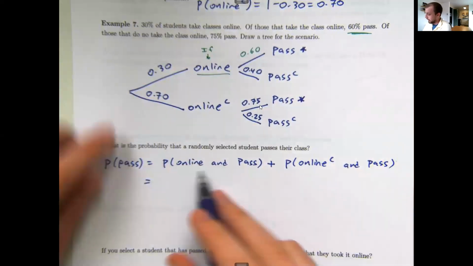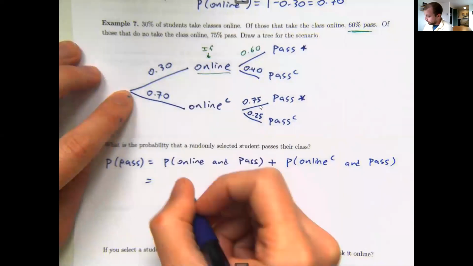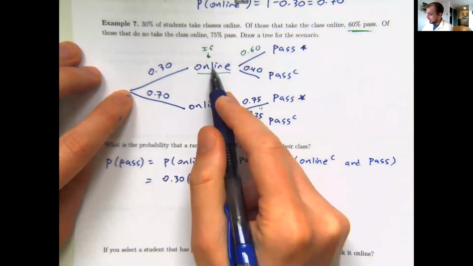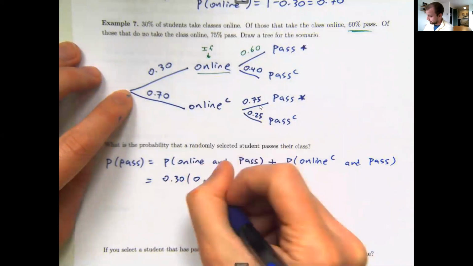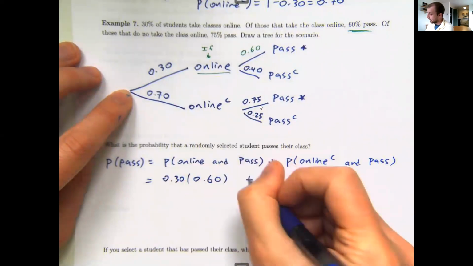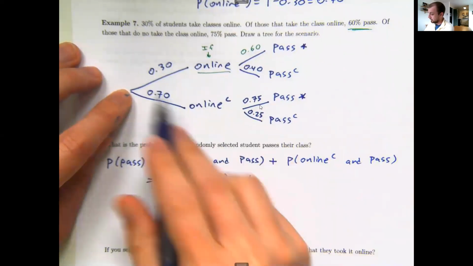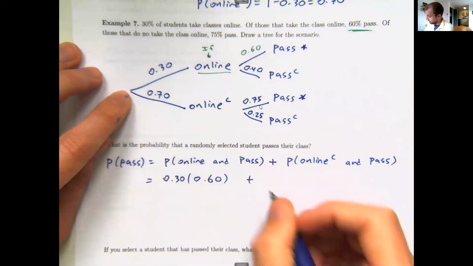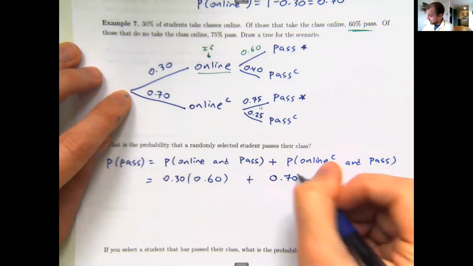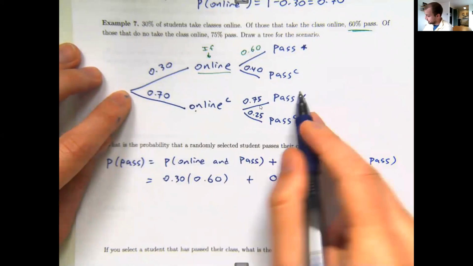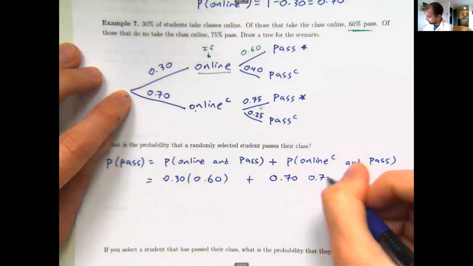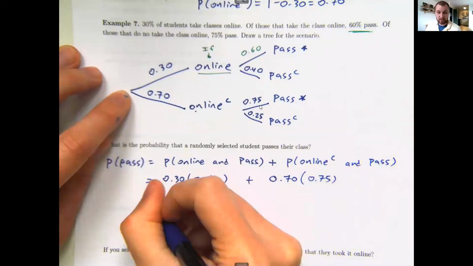Online and pass. 30% and 60%. Not online and pass. Not online, 70%. And pass, 75%. I'm going to type this into a calculator and I'll see what I get.